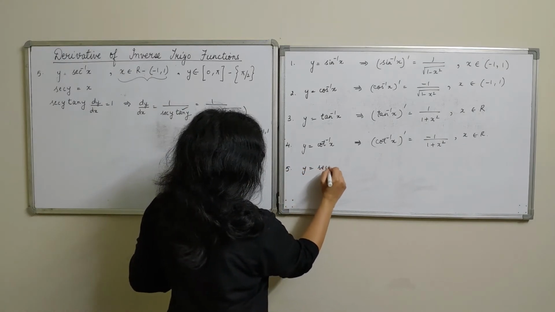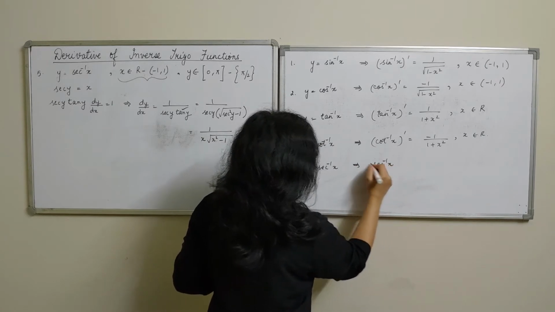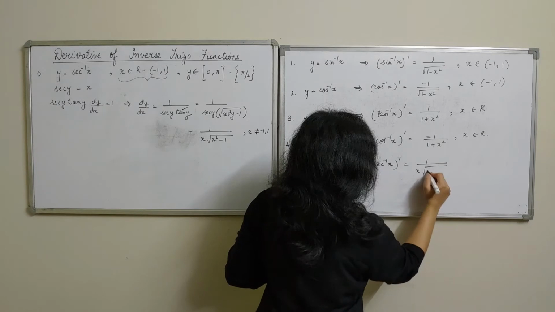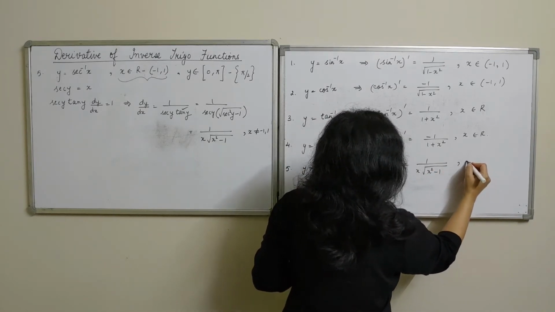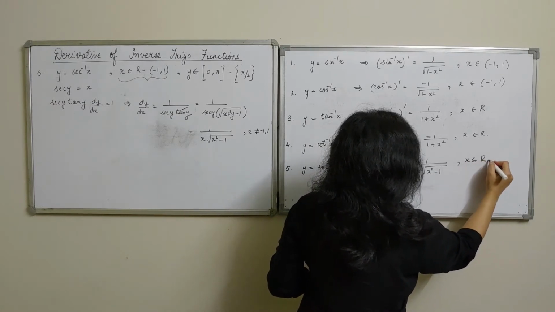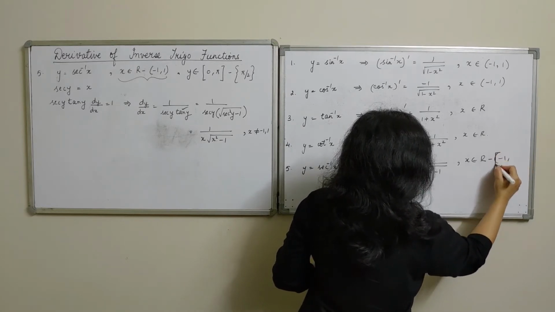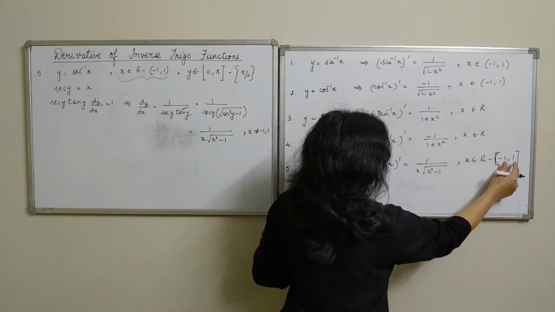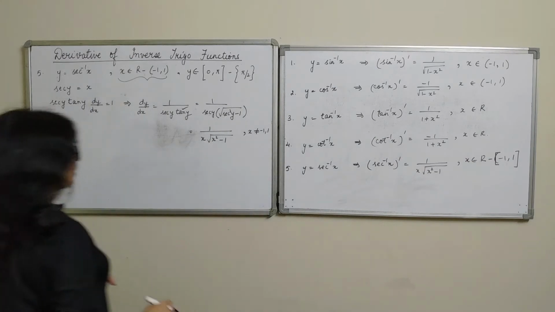So if y is sec inverse x, then the derivative of the sec inverse x function is 1 upon x under root x square minus 1, where we have mentioned x is all real numbers except the closed interval, because it cannot be plus 1 or minus 1. That's what we have included. All these numbers, deleted from here, would be possible values of x.